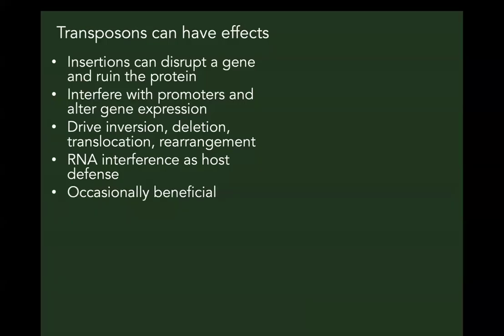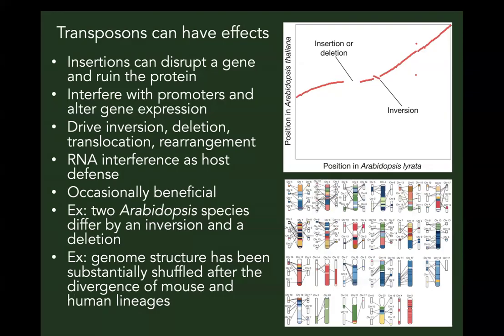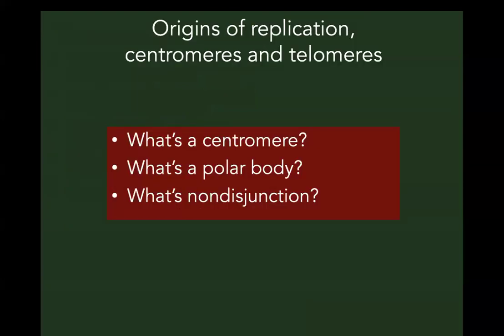Occasionally, a transposon can be beneficial. So we can see here an example of two Arabidopsis, which is a plant, and they differ by an inversion and a deletion. And we can also see the genome structure has been really reshuffled after the divergence of mouse and human lineages in a way that the transposons have contributed to.